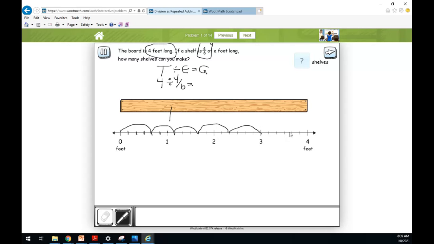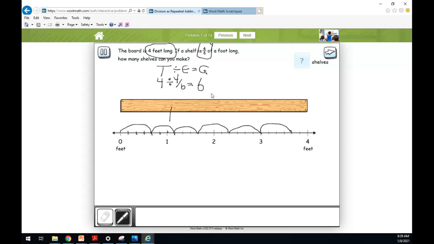1, 2, 3, 4. Make sure I got it right. Okay, so I can only make 1, 2, 3, 4, 5, 6 whole shelves. And when we talked on our last Zoom session, we know that if we start with a whole, we're going to end with a whole.